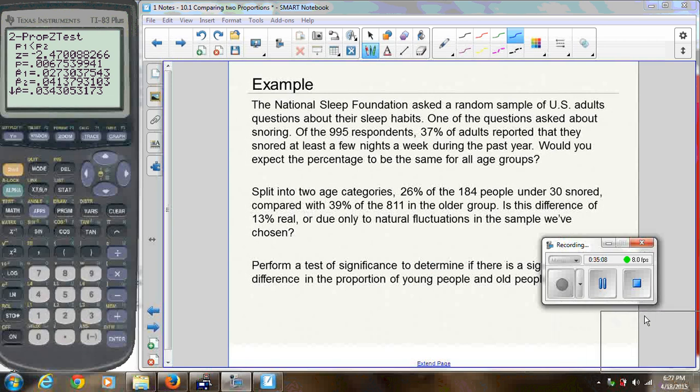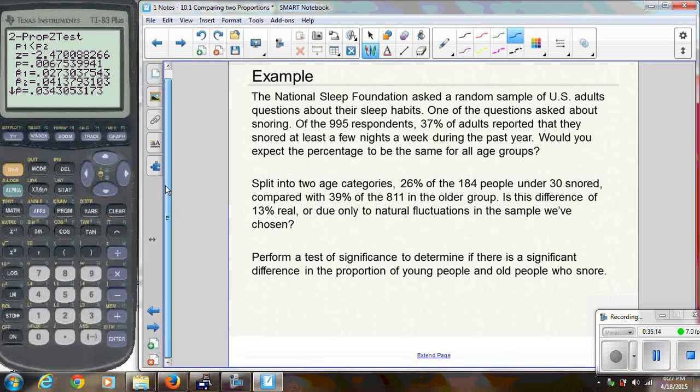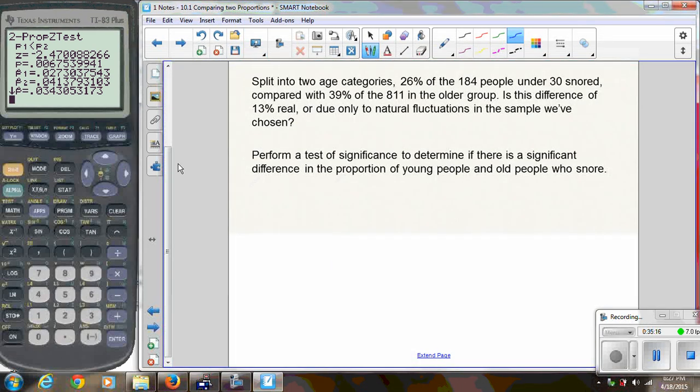Okay, so when it comes to this problem, I'm not going to go through the whole sampling distribution or anything. I'm going to show you how to do it on the calculator because honestly, that's really how you're going to be solving and doing these tests.